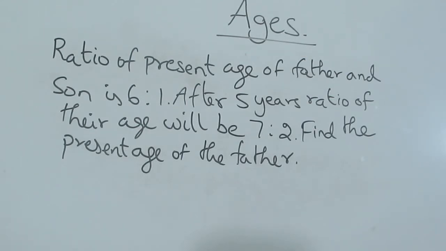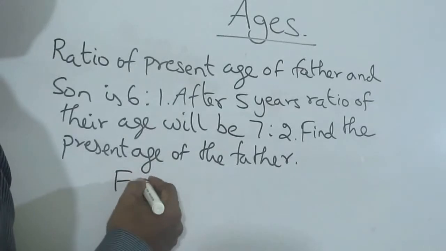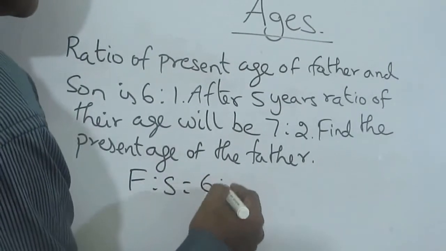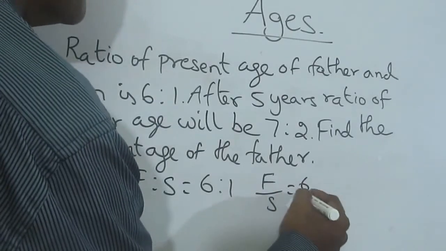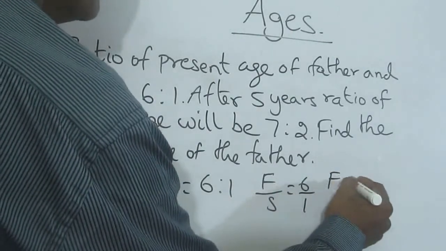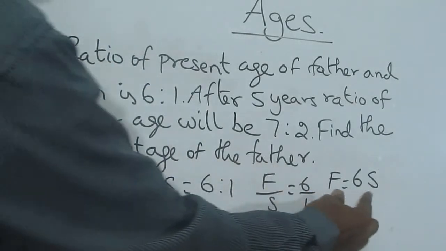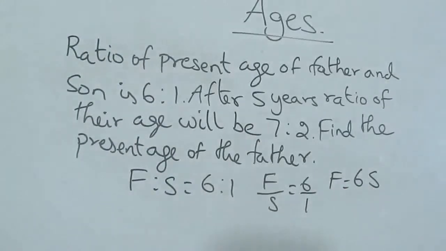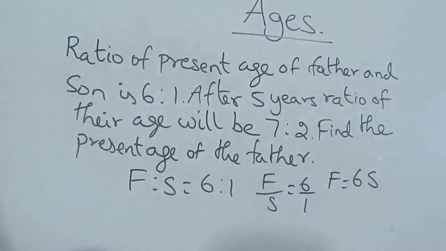Okay, what is the first equation? They have given us a ratio. So F is to S equal to 6:1. That means father by son equal to 6/1, or father is 6 times son's age. So this type of question, this is our first line, right? Instead of giving this as a first line, they have given us a ratio. Anyhow, we can come to the first line. This first line is the same as what we did earlier.